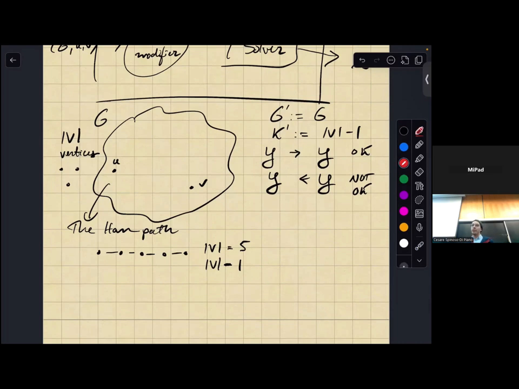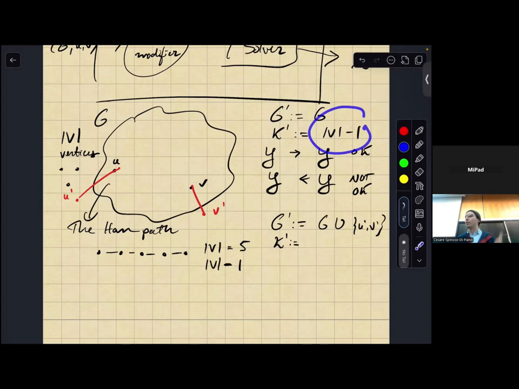A very simple modification to my graph, something similar to what you just said: let's add two new vertices, U prime and V prime. Let's connect U prime to U, and connect V prime to V. So now G prime is G union U prime, V prime, plus its edges. I've added two vertices, so now my K prime is going to be V minus 1 plus 2, so it's going to be V plus 1.